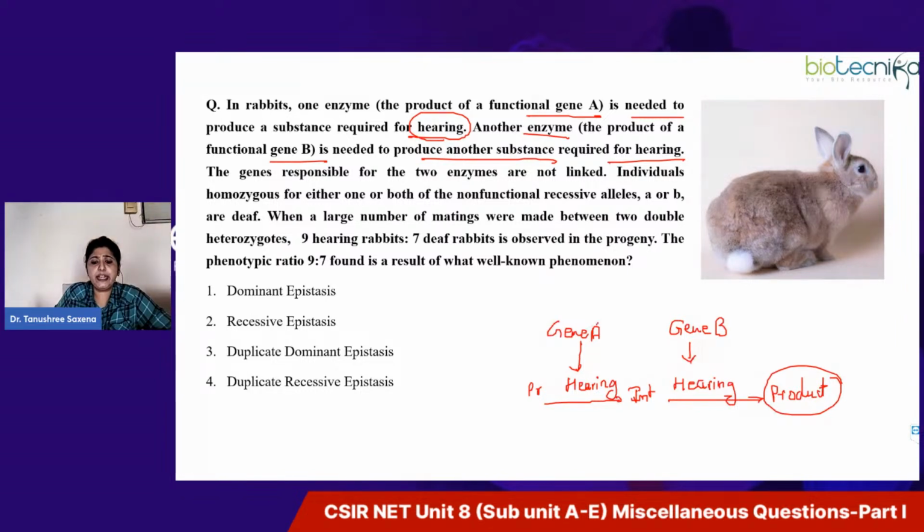So that means we need both gene A and B for hearing. That means if any one gets mutated, there will be a problem. The genes responsible for the two enzymes are not linked, right? So they are independently assorting.